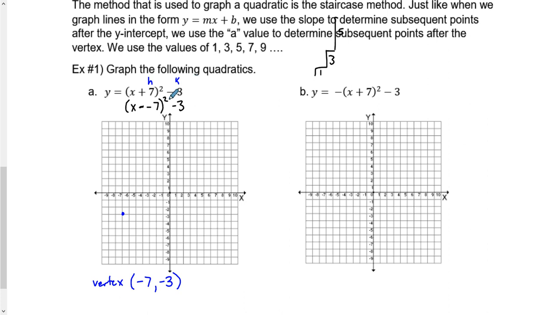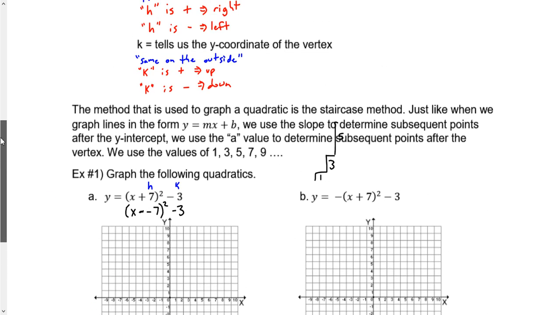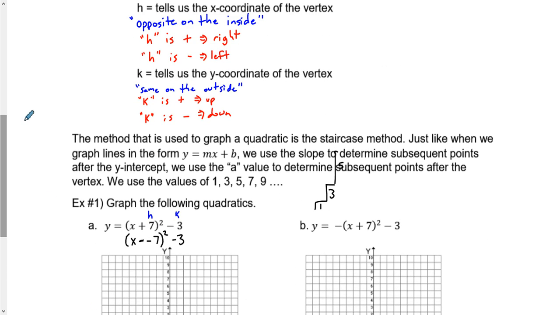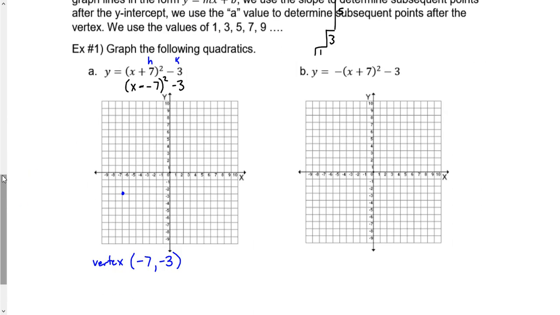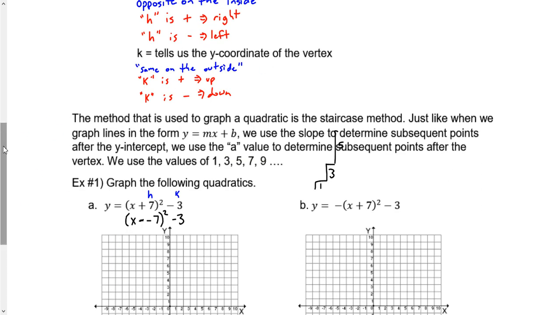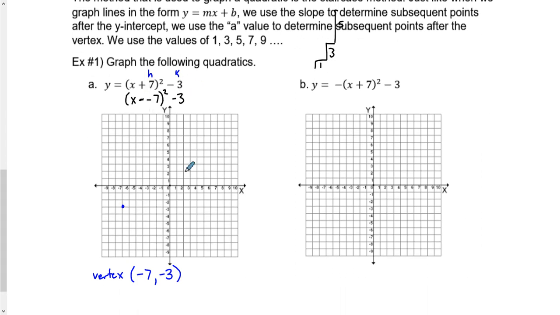Whereas this number on the outside is going to stay the exact same. It's still going to be -3. The easy way of understanding and remembering it is just using that same thing that we had done in Foundations 10, where we talk about the opposite on the inside. The opposite of +7 is -7. The same on the outside, so the same as -3 is -3.